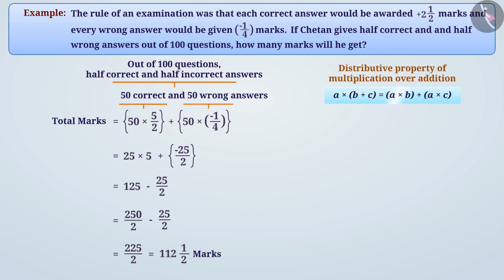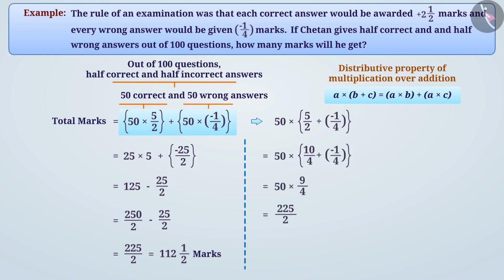Since multiplication can be distributed over the sum of rational numbers, a multiplied by (b plus c) is equal to a multiplied by b plus a multiplied by c. Therefore, we can also write 50 multiplied by 5 by 2 plus 50 multiplied by minus 1 by 4 as 50 multiplied by (5 by 2 plus minus 1 by 4) in this way. Simplifying it will result in 112.5 marks. Therefore, Chetan will get 112.5 marks in the exam. You can see that we have got similar result from both methods. Let's see the next example.